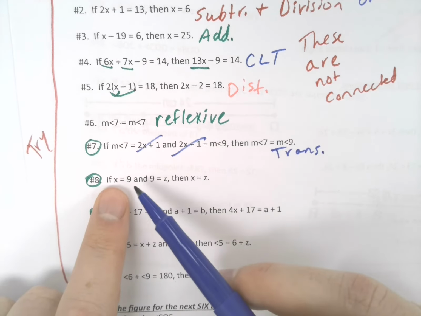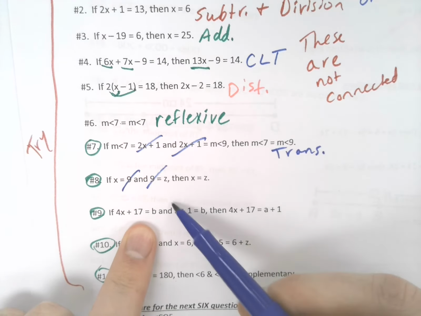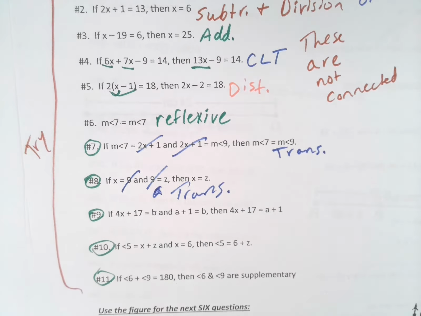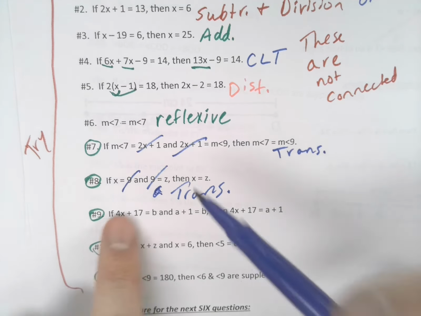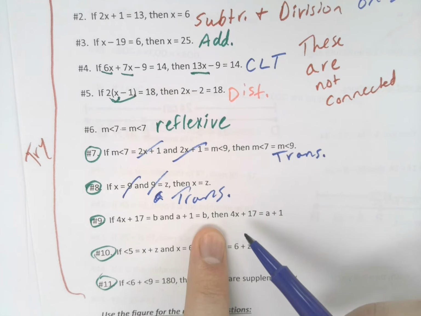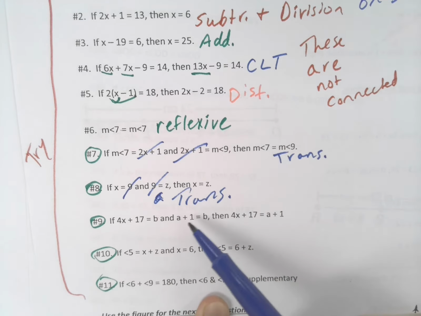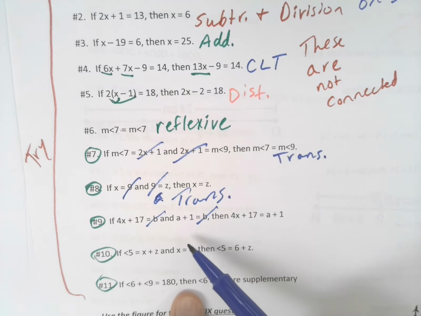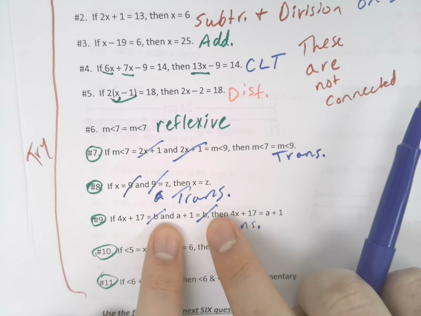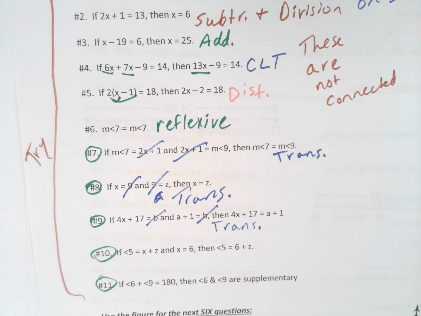How about number 8? If x equals 9 and 9 equals z, then x really equals z. Isn't that the same thing? Yeah, that's transitive as well. Now how about this one? If 4x plus 17 equals b and a plus 1 equals b, then 4x plus 17 is really equal to a plus 1. That's also the transitive property. If you say that because 2 things equal the same thing, we can set them equal to each other, that is the transitive property all the way through.